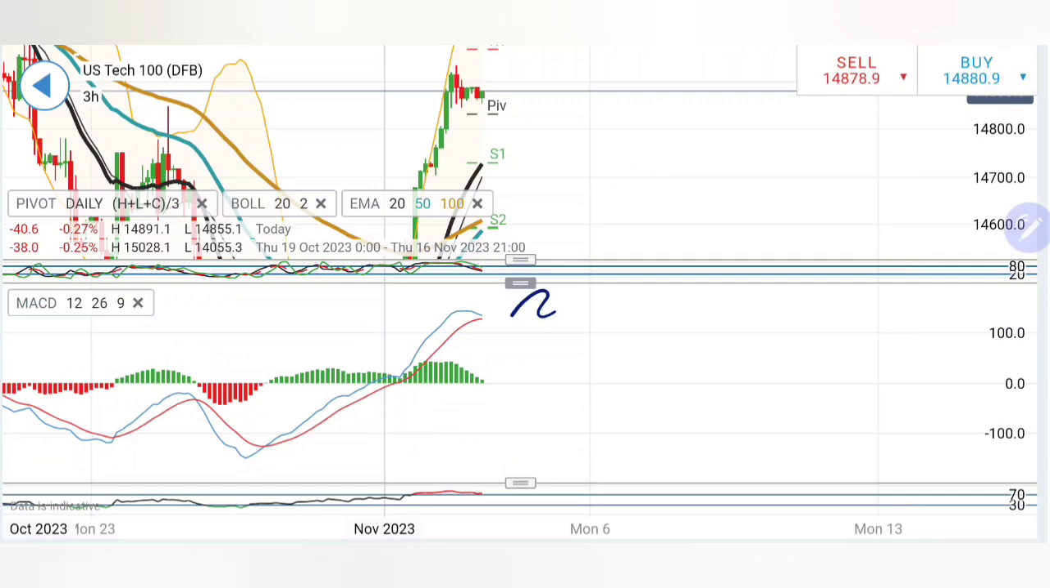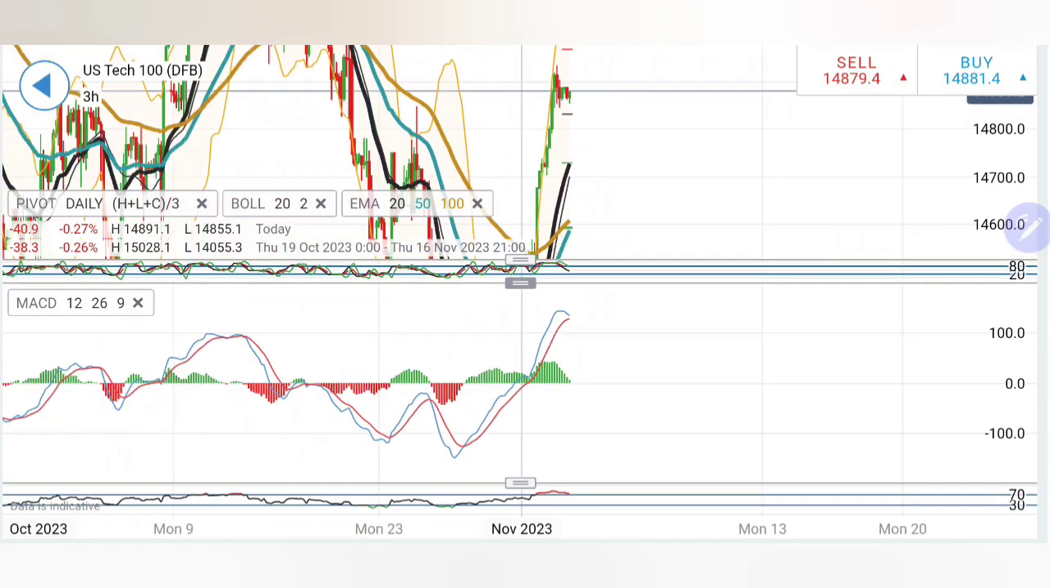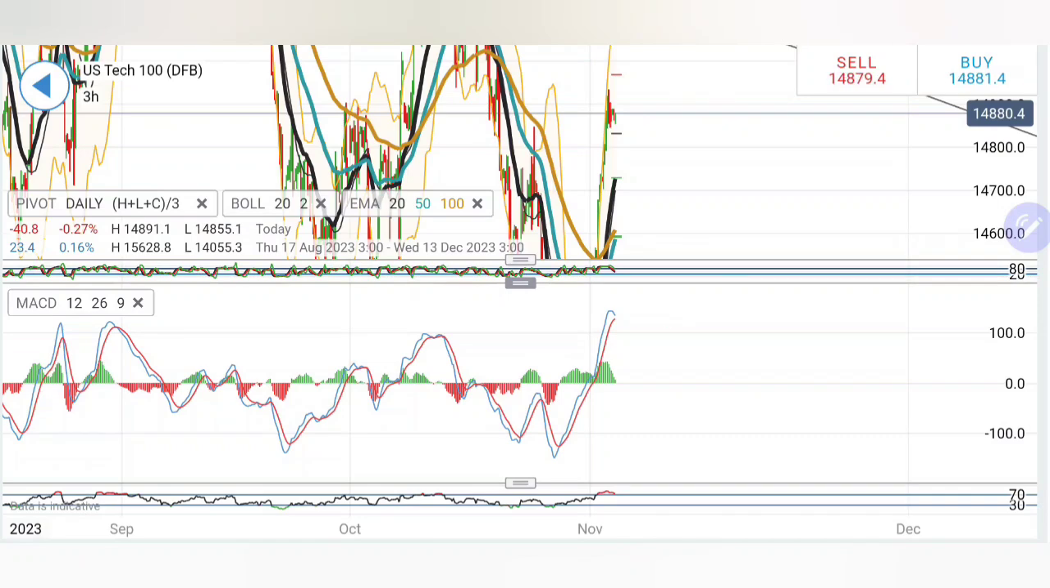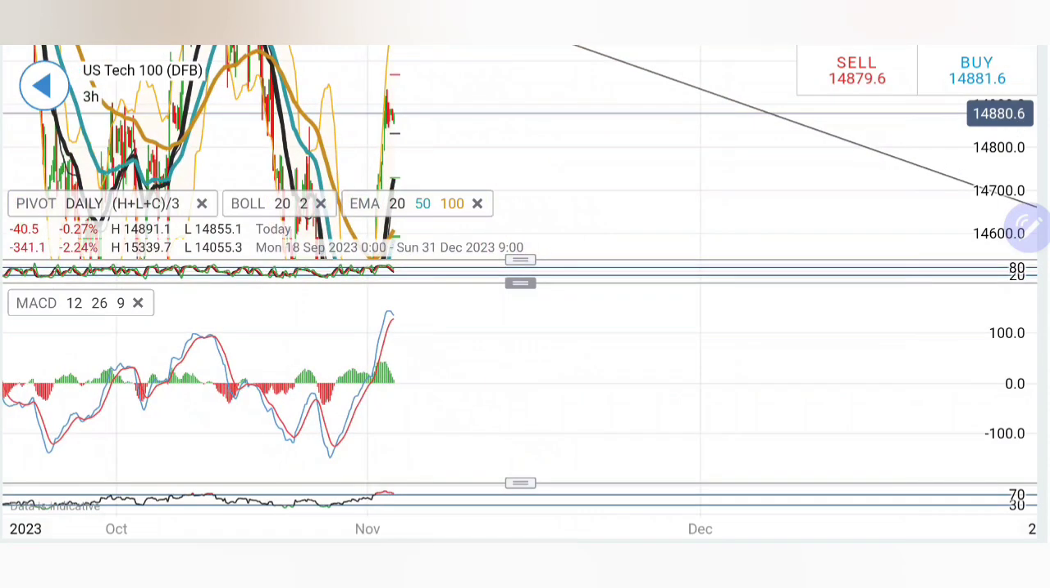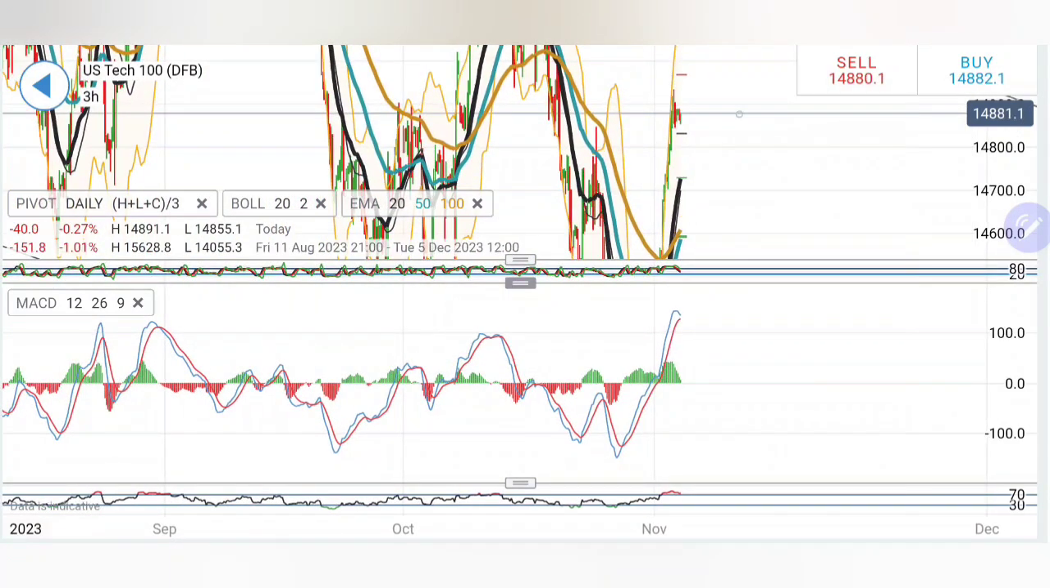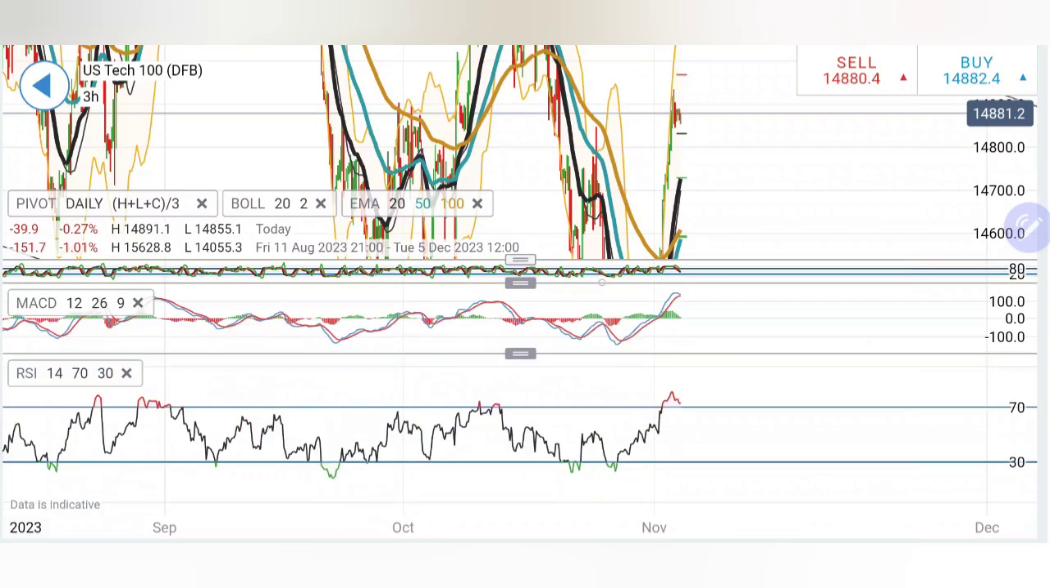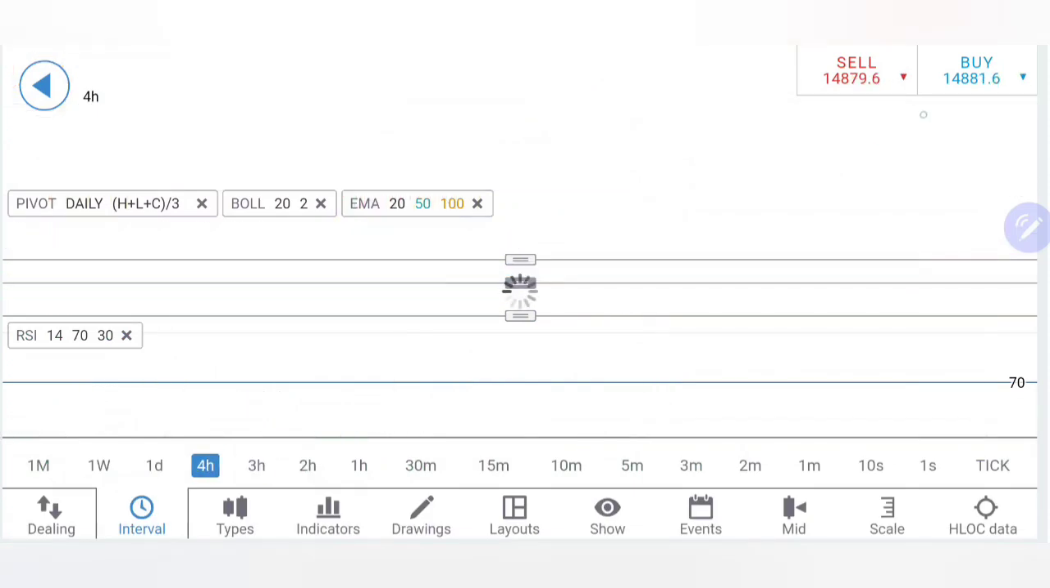Stochastic has dropped. MACD is on the verge of a crossover. It is trying to show a bearish cross here, and this is coming at slightly higher levels. If you look at the past, whenever such a crossover happens, it tries to bring slight bearishness. There is a possibility of it. RSI is staying overbought. Coming to the 4-hour chart.